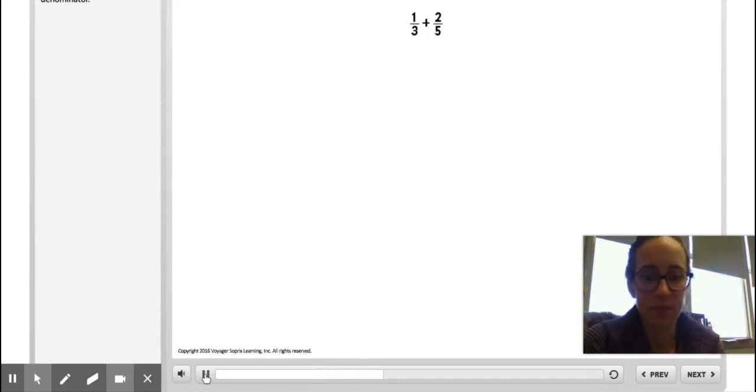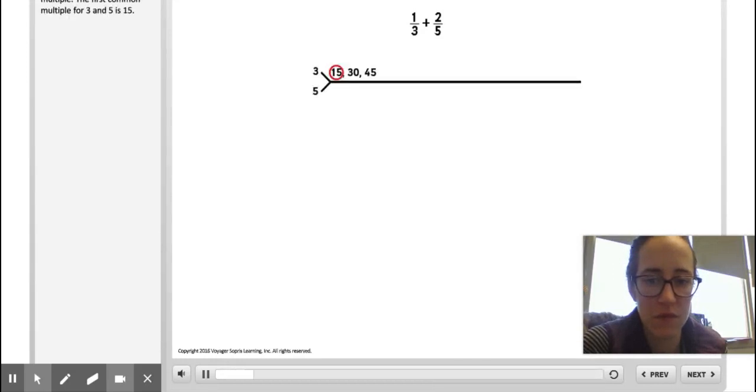Find the sum of 1/3 and 2/5 without first being told the common denominator. To find a denominator that would work, find a common multiple of both 3 and 5, their first common multiple. The first common multiple for 3 and 5 is 15.